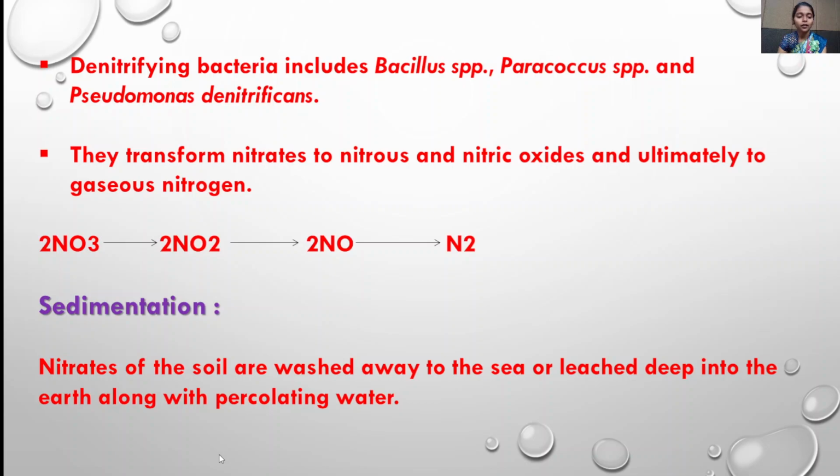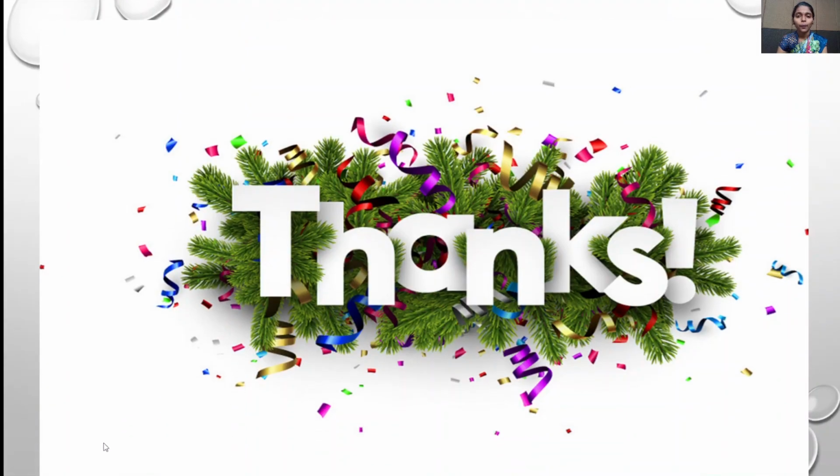In the nitrogen cycle, we studied how atmospheric nitrogen, in the presence of nitrogen fixing bacteria, is converted into ammonia. Ammonia is converted into nitrites and nitrites are converted into nitrates. These are the steps of the nitrogen cycle. So, thank you.